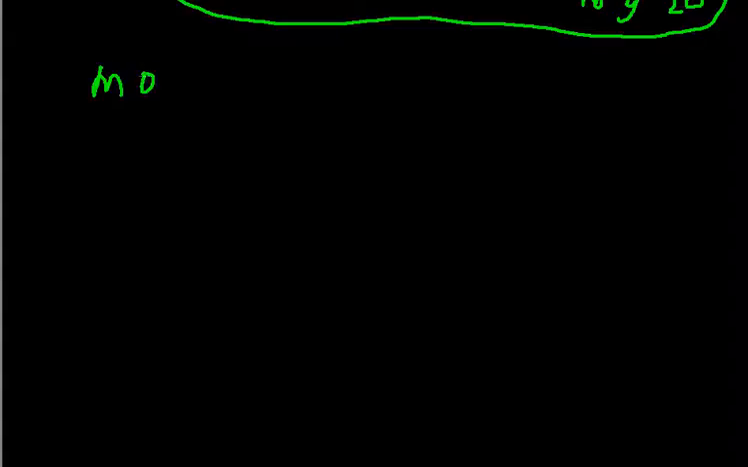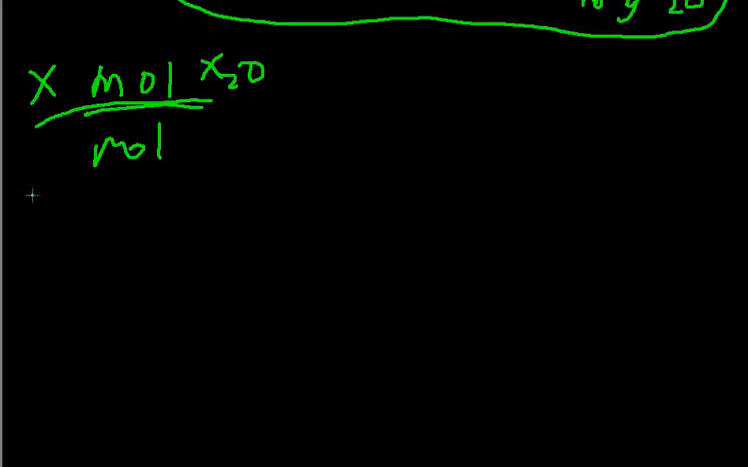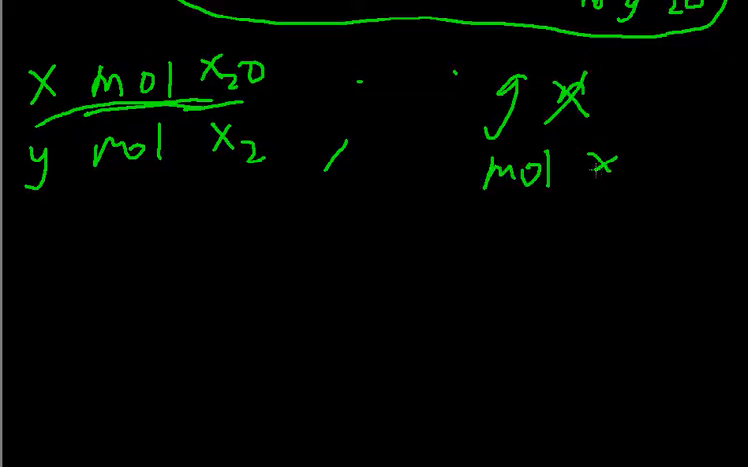We can compare moles to moles. We can say that X moles of X2O and Y moles of X2. So we can compare moles to moles. We'll see those later when we talk about chemical equations. We can also have grams to moles, grams of element X to moles of X. And essentially what that is, 1 mole, and then this is the molar mass up here.